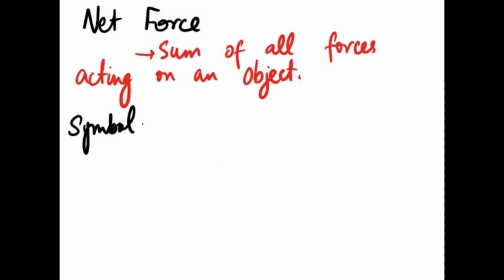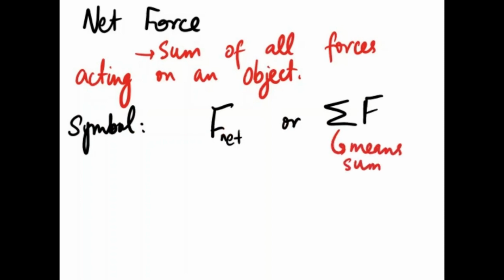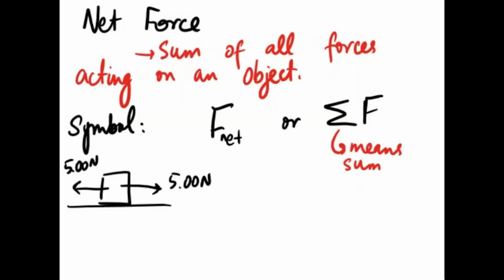If we put it in symbols, it's capital F for force with the subscript net, or we can write it as the summation sign F, where the summation sign means sum. Let's take a look at an example. Let's say we have a force to the right and a force to the left. They're both equal and the net force is equal to 0.